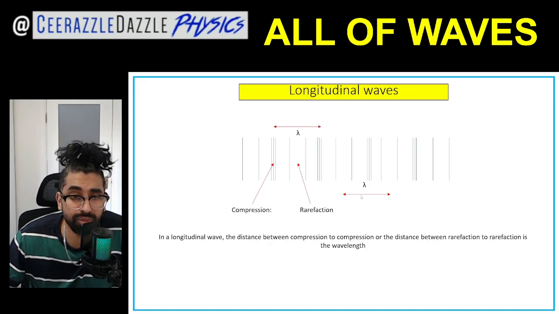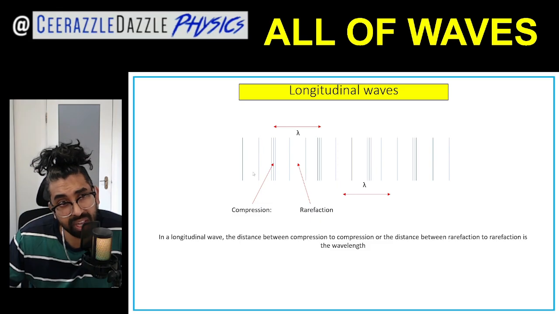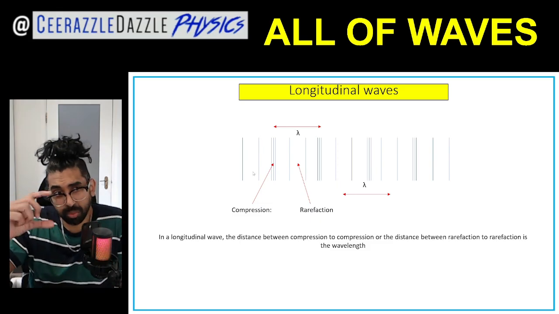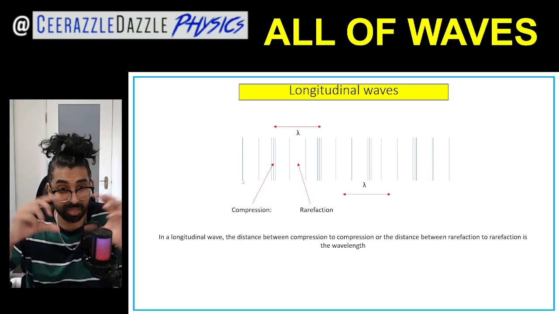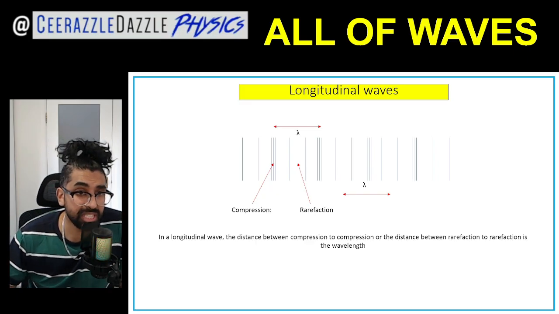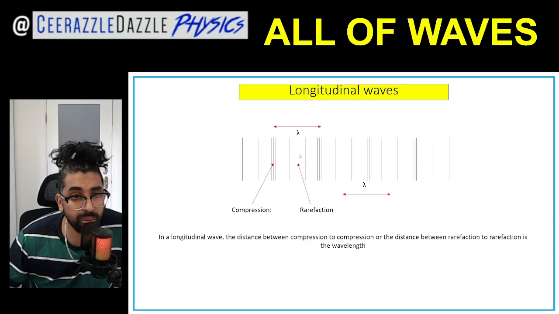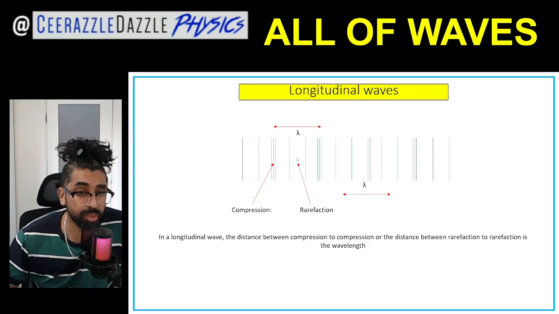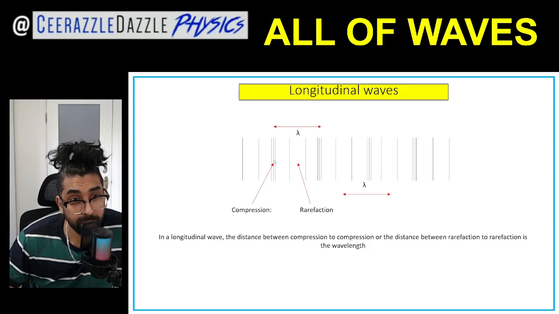Longitudinal waves. I've drawn one over here. Imagine I have a slinky spring, and each one of these lines is one of the coils of the slinky. If you were to shove the slinky across, the coils get bunched up at certain points and are further apart at other points. The points where they're completely bunched up, at the central position, is called a compression. The points where they're furthest away from each other is called a rarefaction.